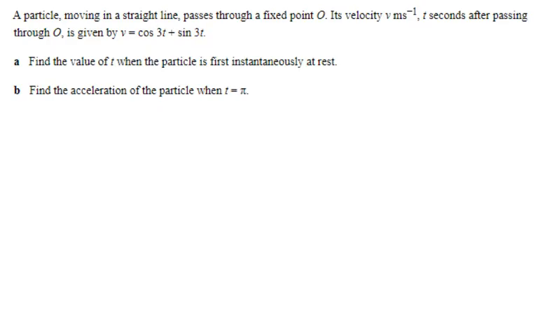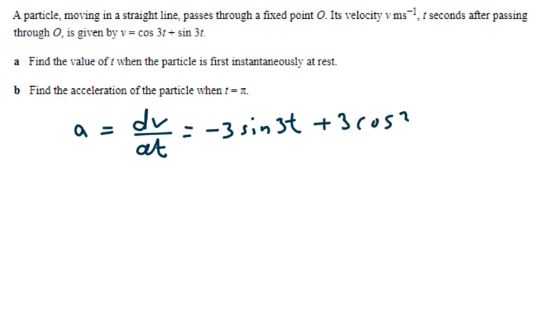For the second part of the question, you have to find the acceleration of the particle when t is equal to pi. So acceleration is written as dv over dt. So you need to differentiate this equation. Differentiate cosine of 3t will give you negative 3 sine of 3t. Continue. Differentiate sine of 3t will give you 3 cosine of 3t. I hope you get this.